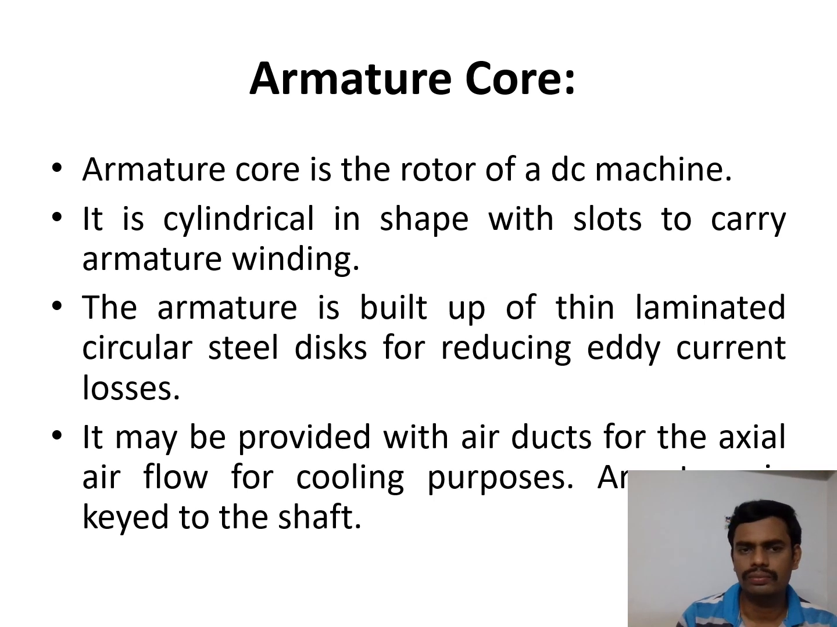Next, armature core. Armature core is nothing but the rotor part of the DC machine. It has armature slots. Inside these slots, you will be placing the armature windings. The armature core is made up of thin laminations in order to reduce the eddy current losses, and they are also provided with air ducts. They are nothing but air holes for the axial flow of air, which serves as cooling for the armature.